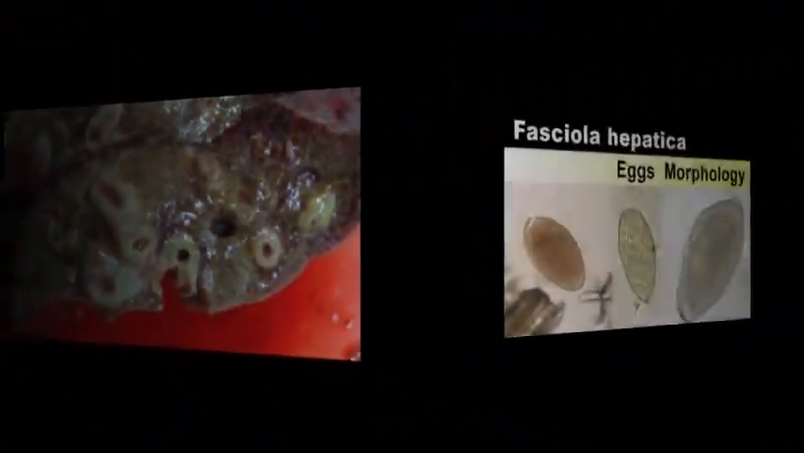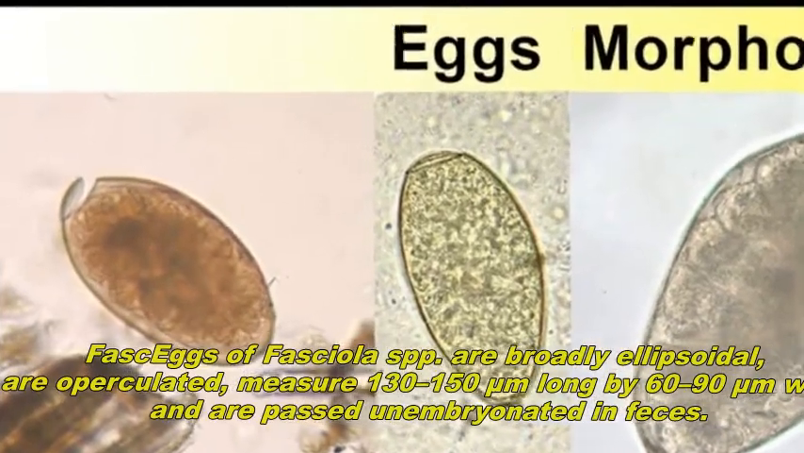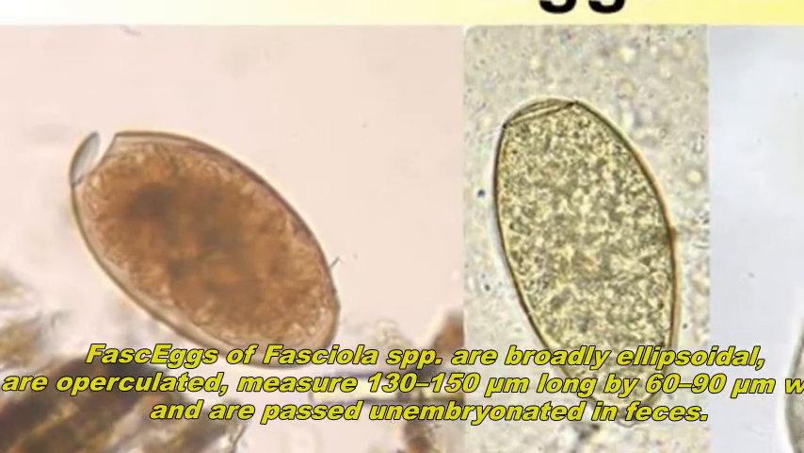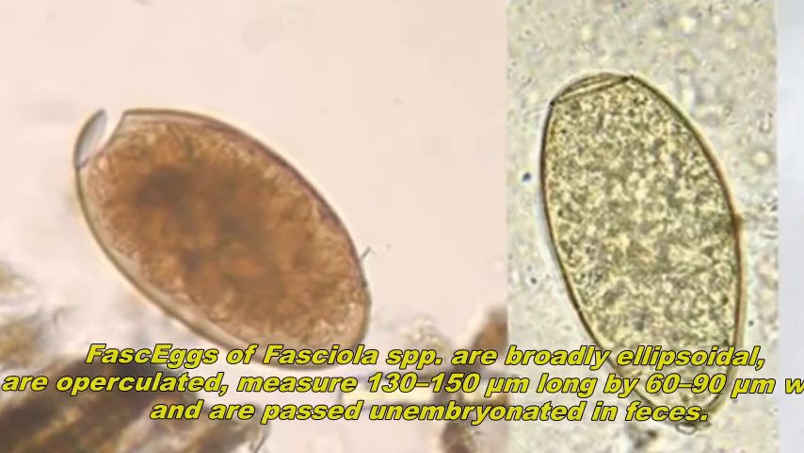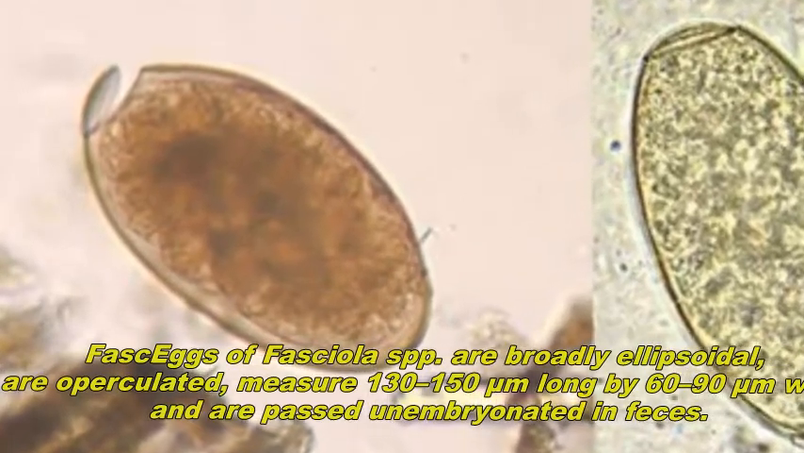So the eggs of Fasciola species are broadly ellipsoidal, are operculated, measure 140 micrometers long by 75 micrometers wide, and are passed unembryonated in feces.